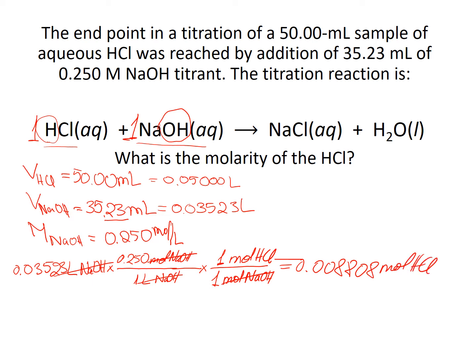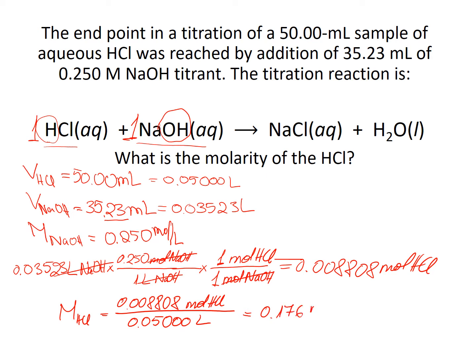And if we have the moles of hydrochloric acid and we have the volume that they come from, then we can calculate the molarity of hydrochloric acid, which is simply moles of hydrochloric acid divided by the volume of the solution, which in this case, expressed in liters, is going to be this many. And as we complete our calculation, we find that the answer is 0.176 moles per liter.